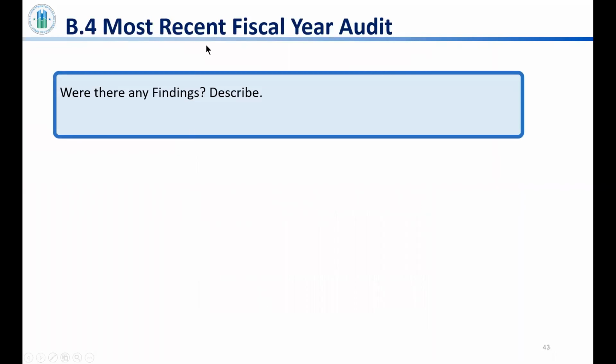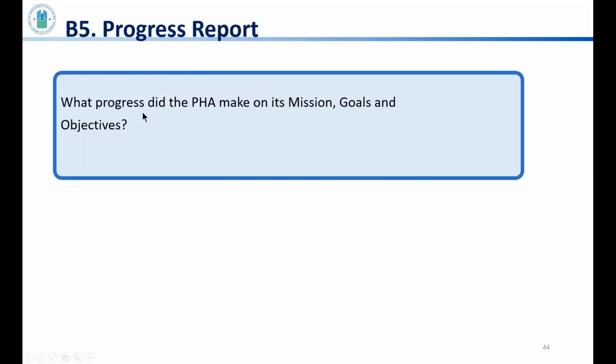In section B4, we ask, were there any findings? Please describe. We're referring to the most recent fiscal year audit, so describe to us if there were any findings. In section B5, we ask that if there's any progress made on the mission, goals, and objectives, you give us a brief summary.